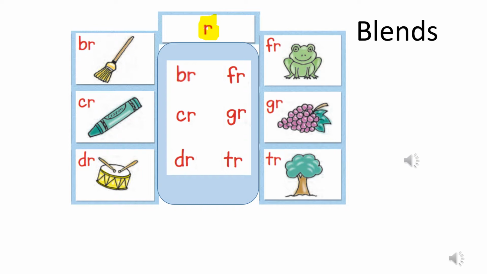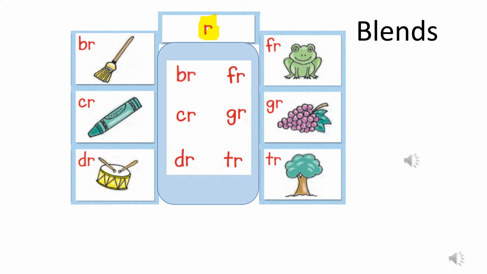Here are the R blends on the poster that we're using this year. So each of these 2-letter blends has an R as the second letter. So let's start at the top left. Broom. BR, broom. CR, crayon. DR, drum.